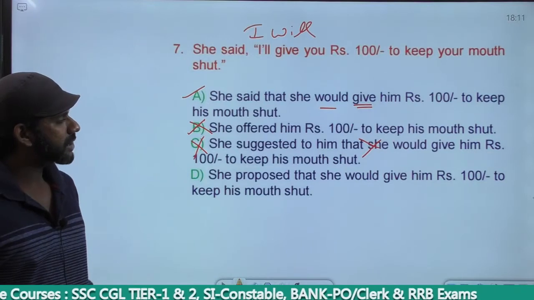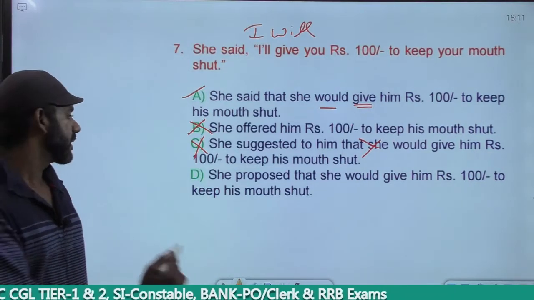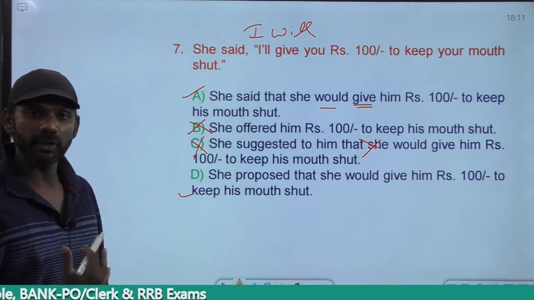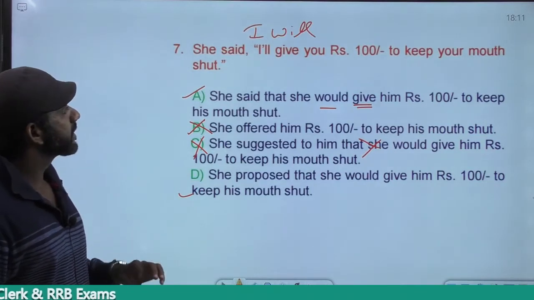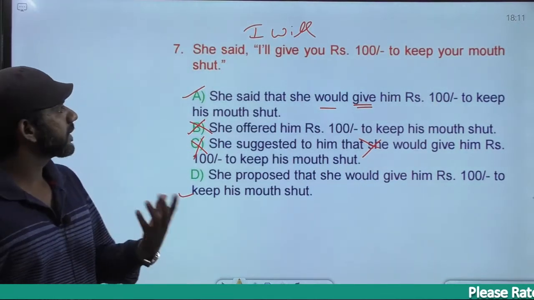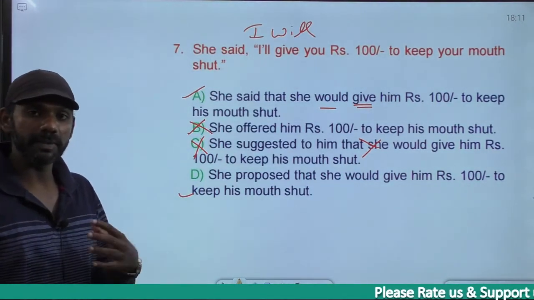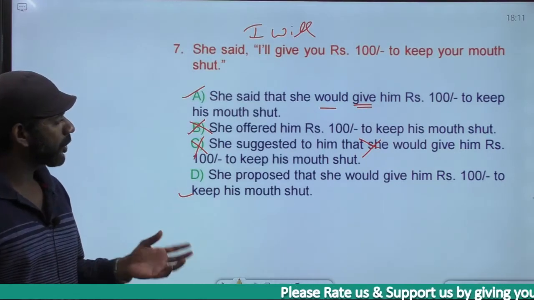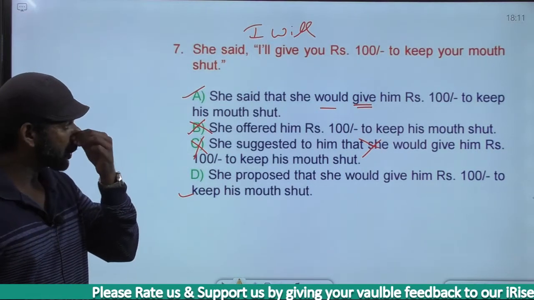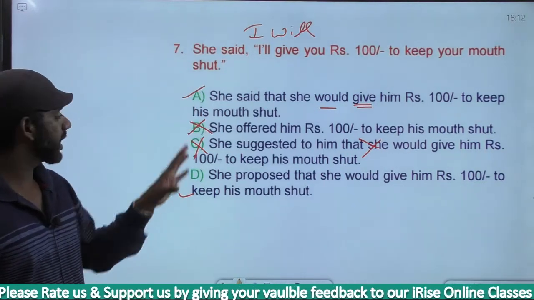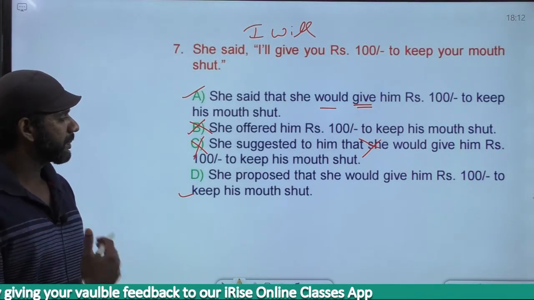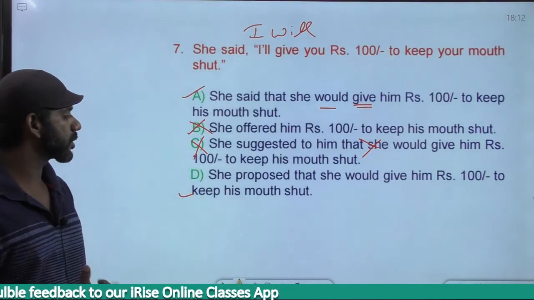She proposed that she would give him 100 rupees to keep his mouth shut. This is also fine. Now understand the meaning. She said, "I will give you 100 rupees to keep your mouth shut." That's a proposition made by her. Now we have two options that can be considered, options A and D. She said that she would give him 100 rupees to keep his mouth shut. She proposed that she would give him 100 rupees to keep his mouth shut.